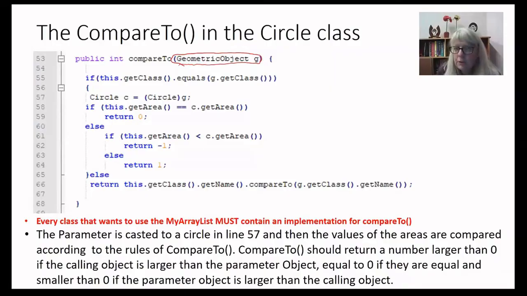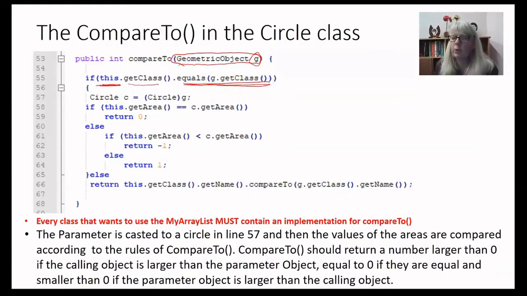So first of all, before I can start comparing, I have to determine that I'm comparing, as the idiom says, apples with apples, or in this case, circles with circles. So I'm first checking to see whether g is a Circle. How do I do this? I use the method getClass. So I compare this.getClass, that would be the calling object, and the getClass of the parameter object.